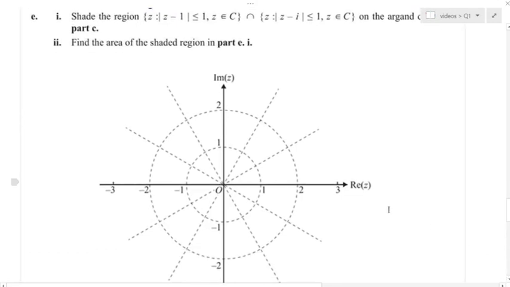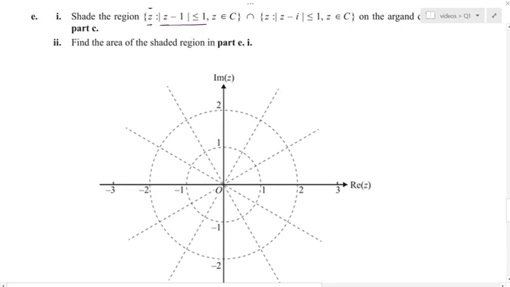So you are given two sets here. The first set says that z is a complex number such that the length of z from 1 is always less than or equal to 1. So in the previous question, the length was always equal to 1. Now this is less than 1. So it will be the area within the circle.